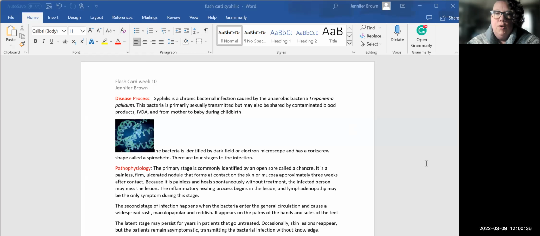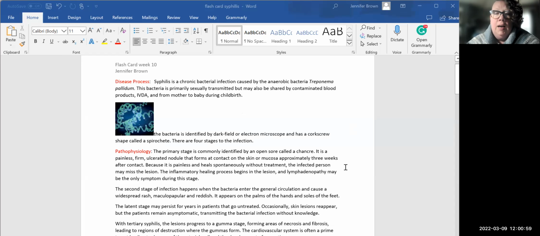So syphilis is a chronic bacterial infection that's caused by an anaerobic bacteria called Treponema pallidum. The bacteria is primarily sexually transmitted, but it can also be shared by contaminated blood products, IV drug abuse, and from mother to baby during childbirth. The bacteria has a corkscrew-like shape, as you can see in this little thumbprint photo here.